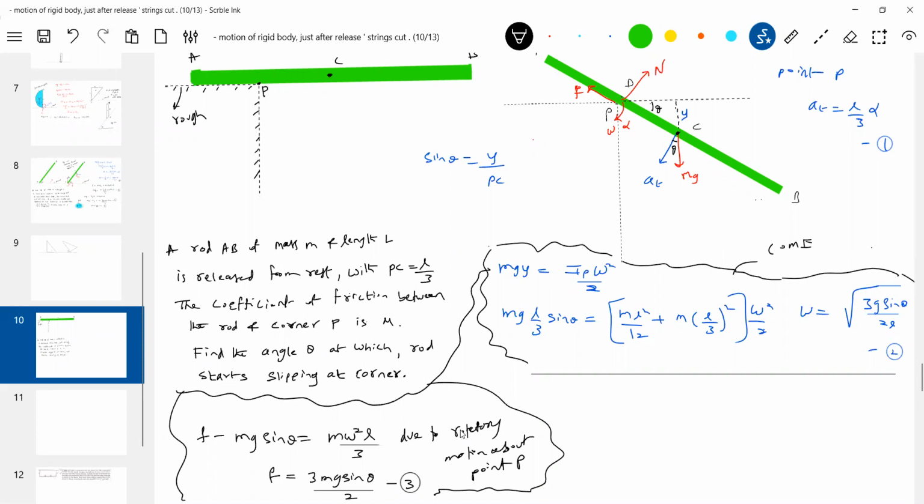Torque equation, we'll write it. First, translational motion we will discuss. Along the y-axis, perpendicular to the rod, mg cos theta minus N should be equal to m a_t. We know a_t is L by 3 alpha. Substituting that, mg cos theta minus N equals m L alpha by 3. So equation 4.